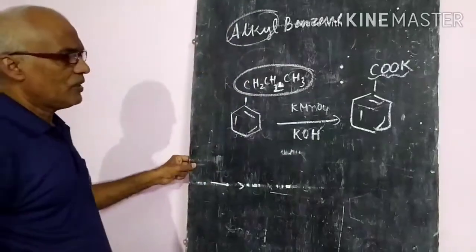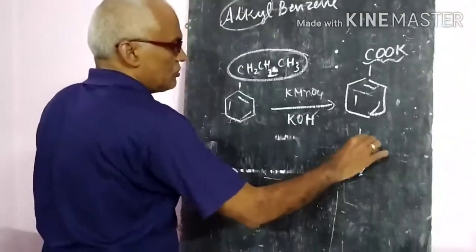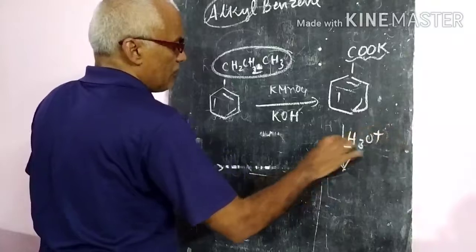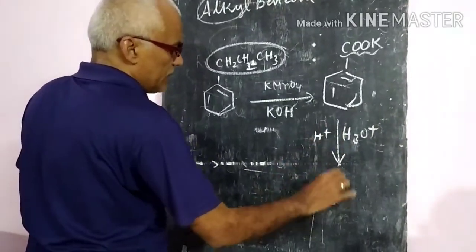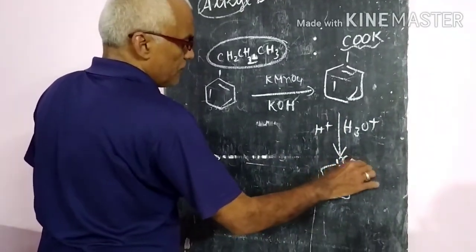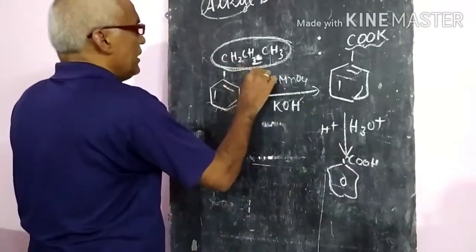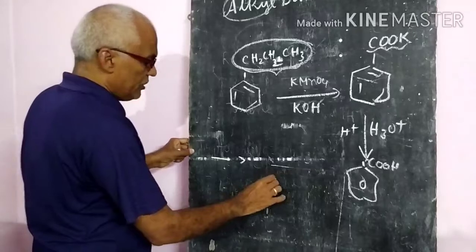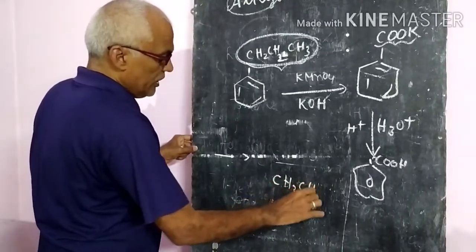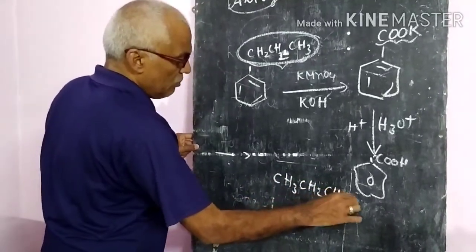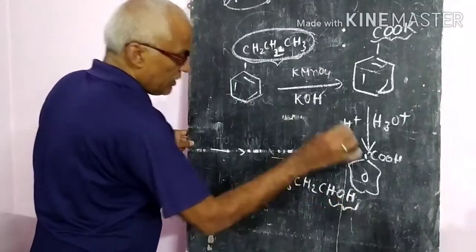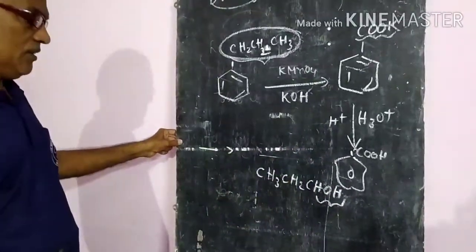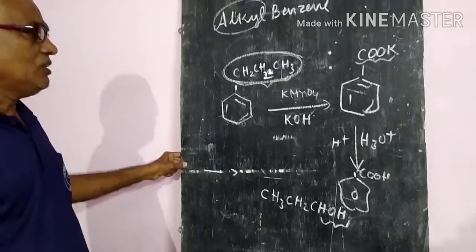Benzoic salt. Further, to get the acid, what do you have to do? Hydration, that is H3O+ or H+ ions. You will get the benzoic acid. And the remaining part, what will happen? In the oxidation we are describing, it can be converted into CH3CH2CHOH. That means it is converted into an alcohol.